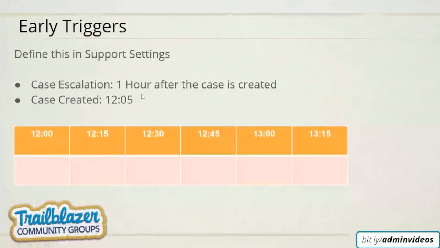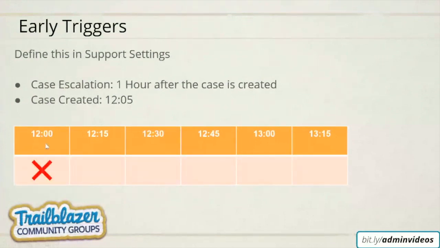Early triggers, basically, is a setting where you just need to enable a checkbox in the escalation rule. What it does is it helps you save the SLA. If you have an SLA of 1 hour, and the case is not responded to within 1 hour, it should be escalated. Now assume a record is created at 12:05, 12 hours 5 minutes.